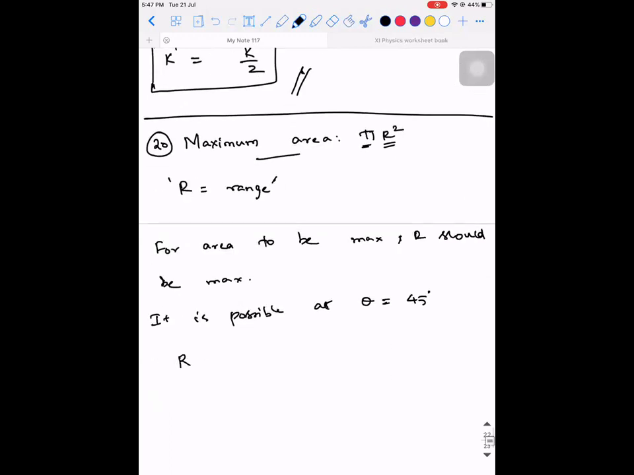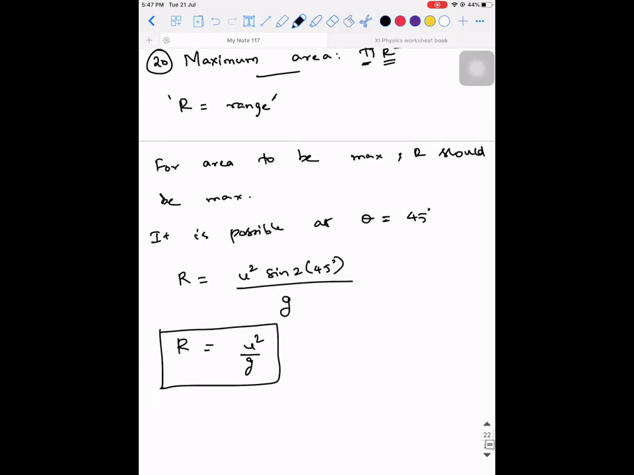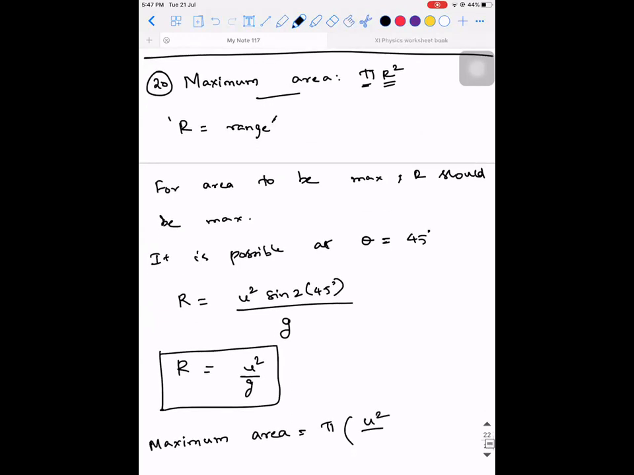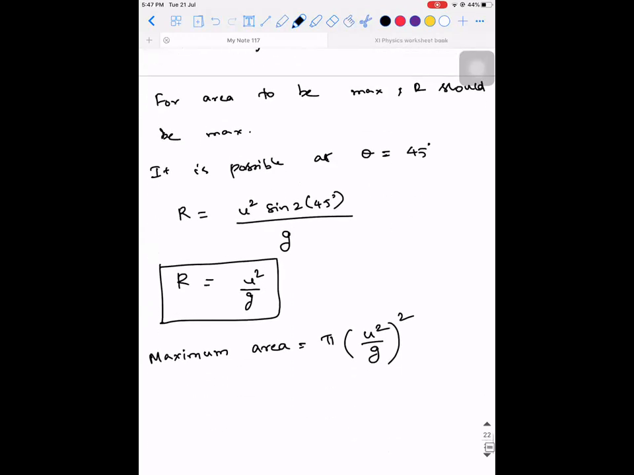When theta is equal to 45 degrees, r is equal to u square sine 2 theta, that is sine 2 into 45, divided by g. So u square sine 90 is 1, u square by g. So this is going to be the formula for maximum range. Then what will be the maximum area? Pi r square. What is r? u square by g, the whole square. So this will be pi u power 4 divided by g square.